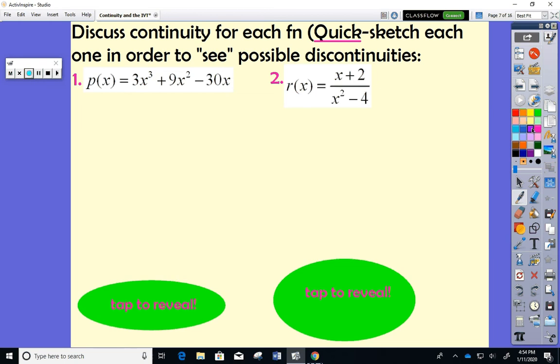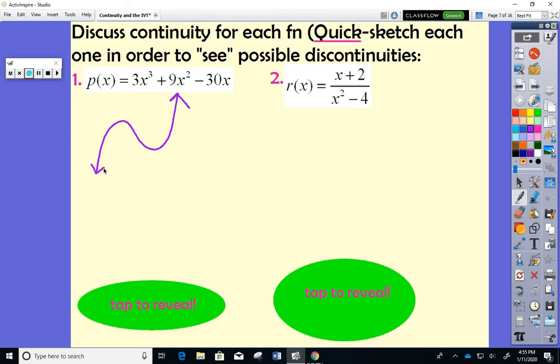quick as you can. Well, I see that P of X is a cubic function, and I see that its leading coefficient, 3, is positive. So I know in general cubic functions look like this. And if their leading coefficient is positive, I know that they rise on the right-hand end.